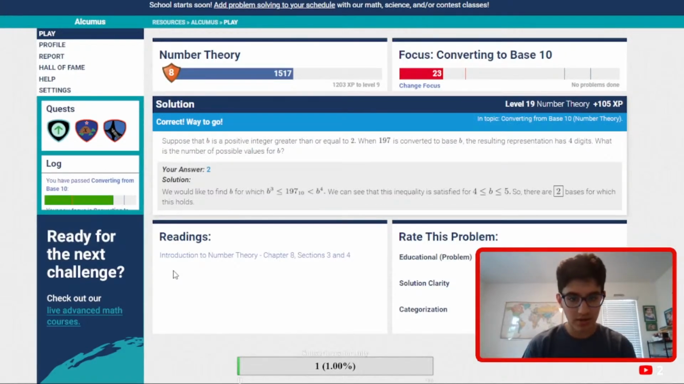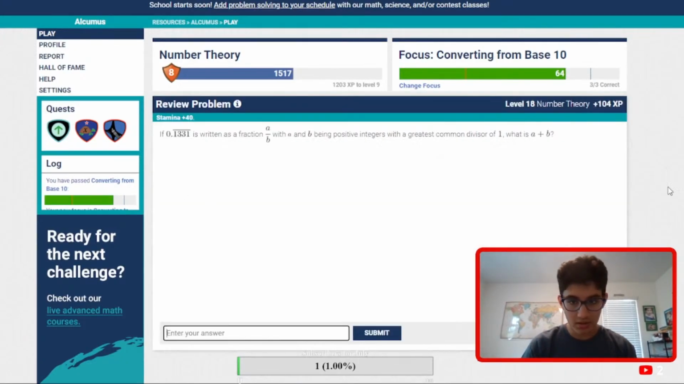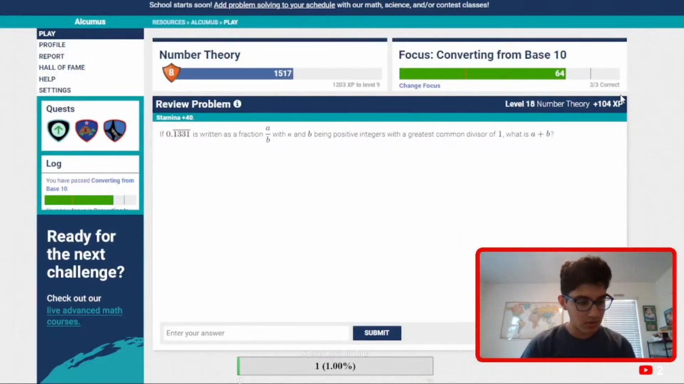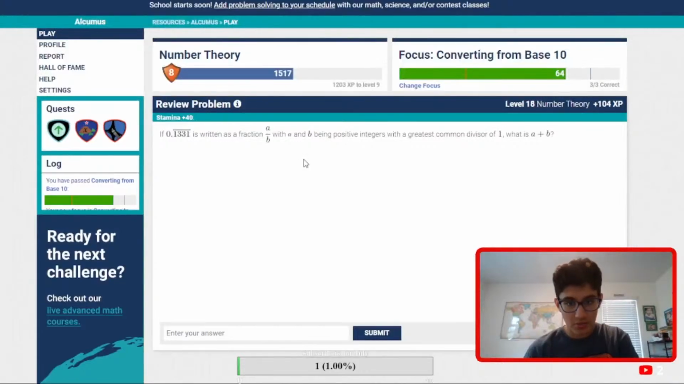Yeah, and it says over there 4 and 5 work. Perfect. Express this. Wait, we need to go back here. The point is to get everything to blue, not to green. That's what we're doing here. So if this is written as a fraction a over b, with a and b being positive integers with the greatest common divisor of 1, what is a plus b?